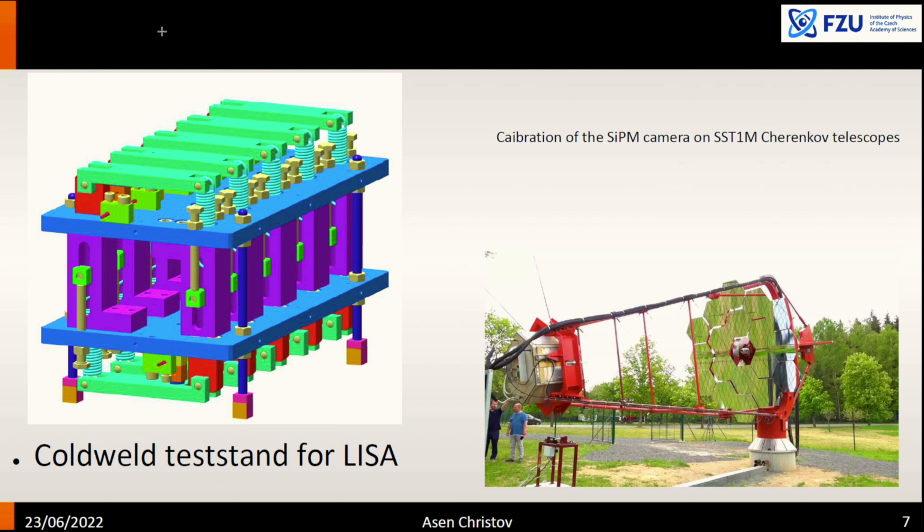Another project we are involved in: you can see a picture of the telescope which stands on the grounds of the Astronomical Institute in Ondřejov. It's a novel telescope with a camera consisting of silicon photomultipliers, and we are involved in the calibration of these.